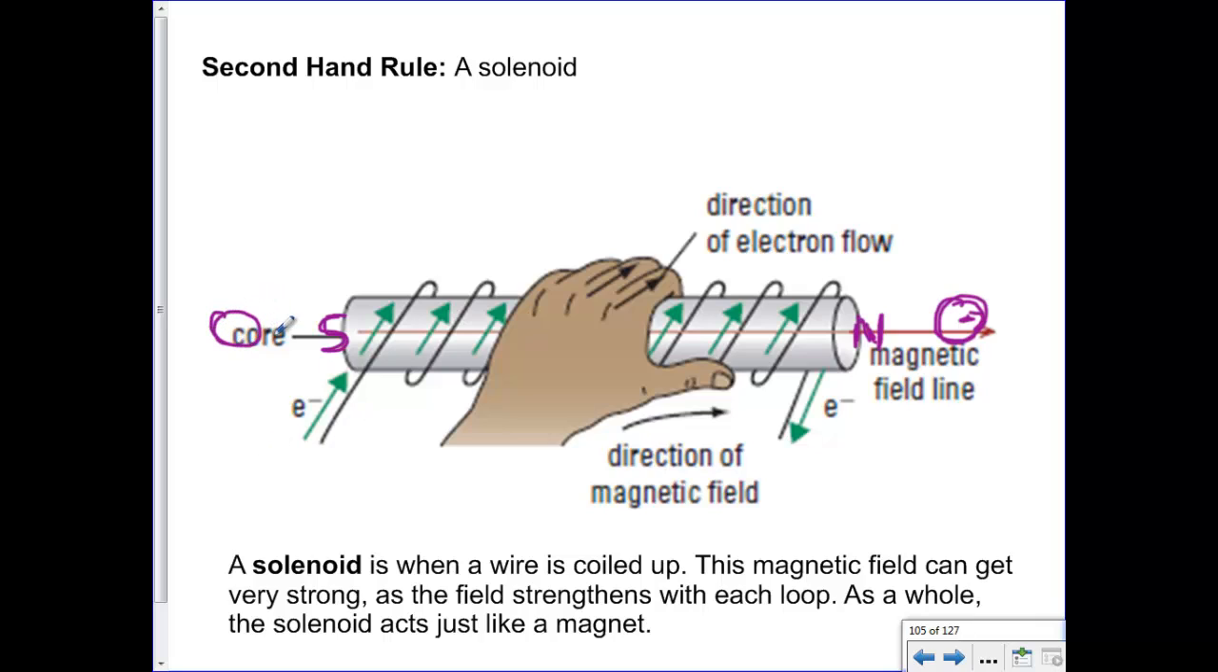But what if you put a compass right here? Which way would it point? No, it would still point this way. Because here, the north end of a magnet will attract to south, and here, the north end of the magnet will go away from north.